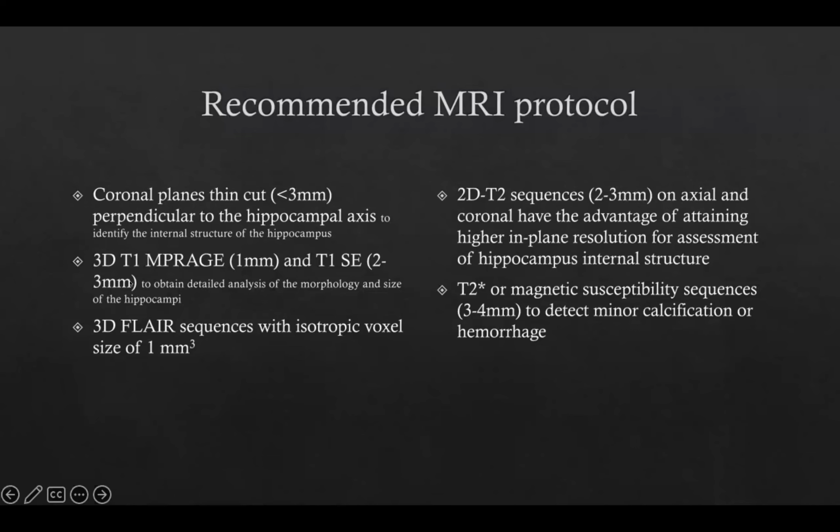There will also be thin slice 3D T1 MPRAGE and 2D FLAIR, which can also look for the anatomical pattern and differentiate between gray and white matter. Just like any other protocol, the 2D T2 sequence will be done on axial, but specifically in epilepsy, we have 2D coronal to look for the hippocampal internal structures. And just like stroke and tumor protocols, there are also T2 star magnetic susceptibility sequences to detect minor calcification and hemorrhage, which could also be part of the causes of epilepsy.